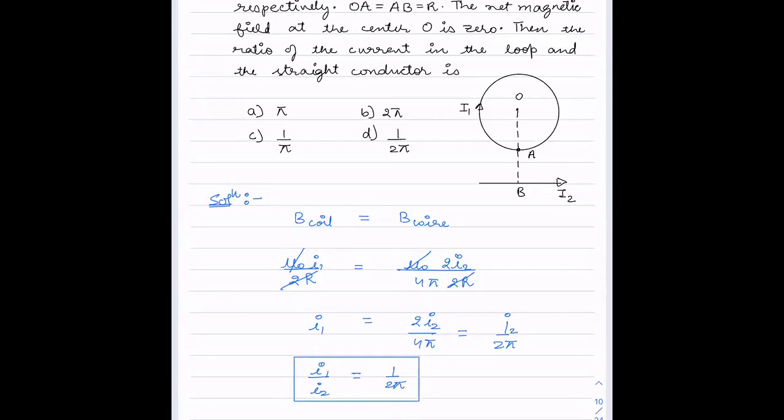So this is the correct answer. Option D is correct over here. Is it okay? Option D, 1 by 2 pi is correct, Balaji.